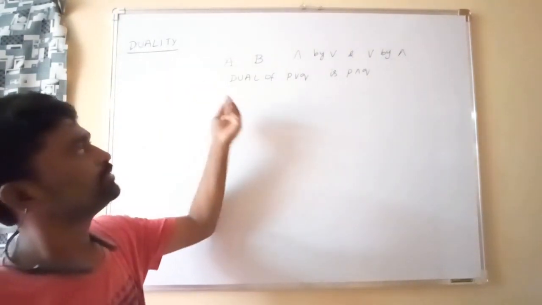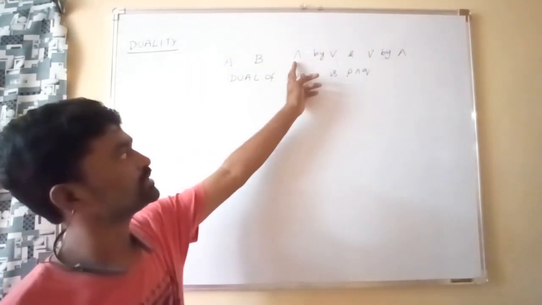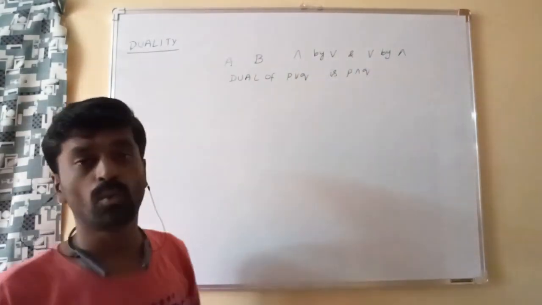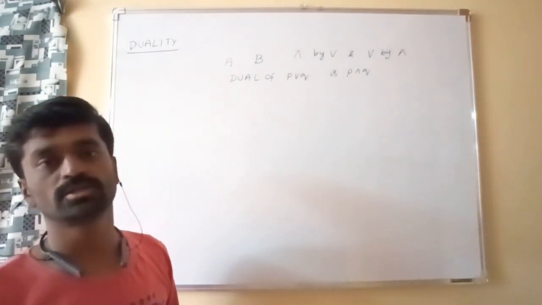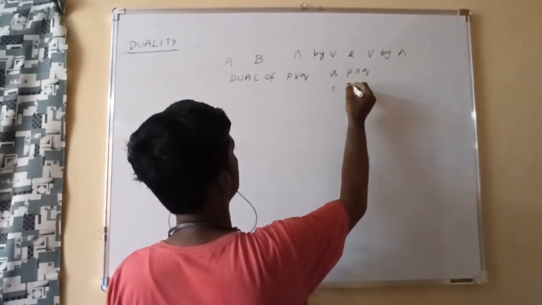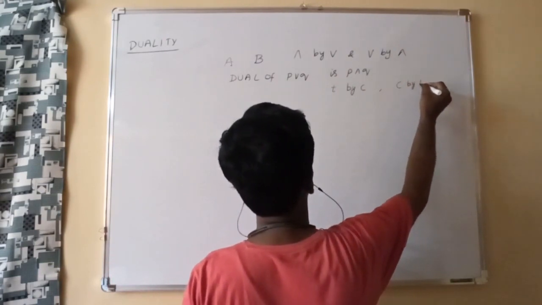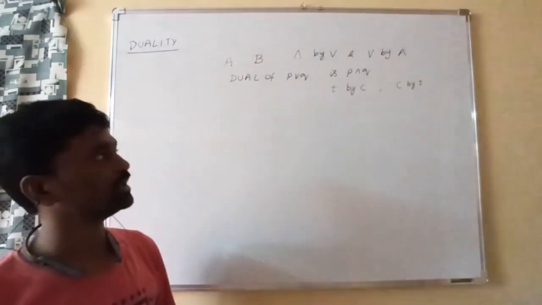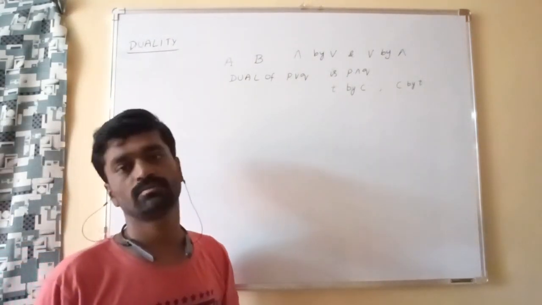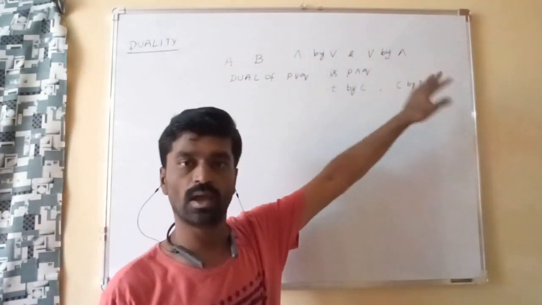So whenever you want to find the dual of a compound statement, just replace the and symbol by the or symbol, and the or symbol by the and symbol. So what if tautology or contradiction is involved? If any statement involves tautology or contradiction, just replace tautology by contradiction and contradiction by tautology, and also and by or and or by and.